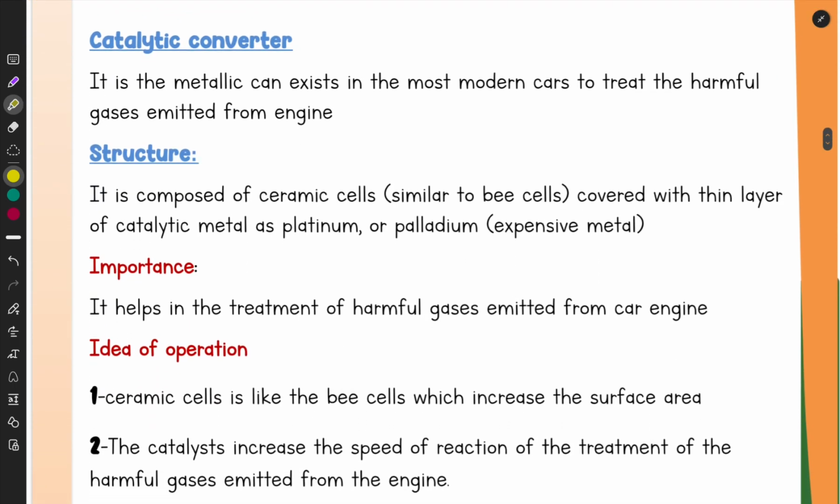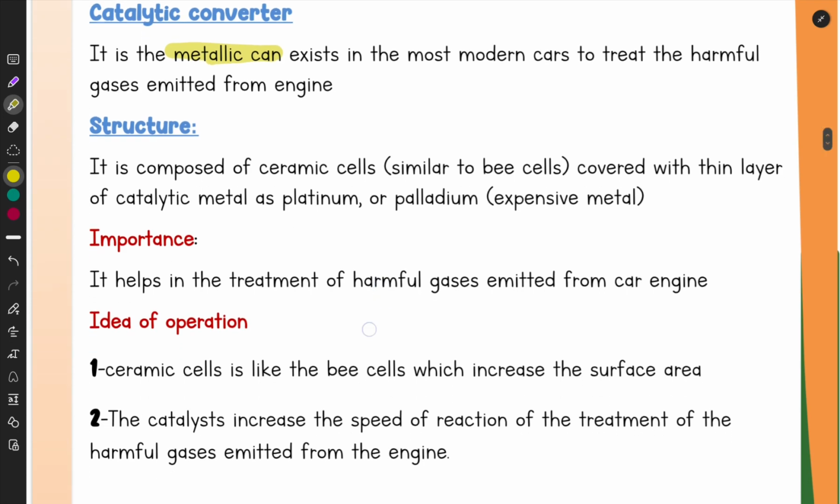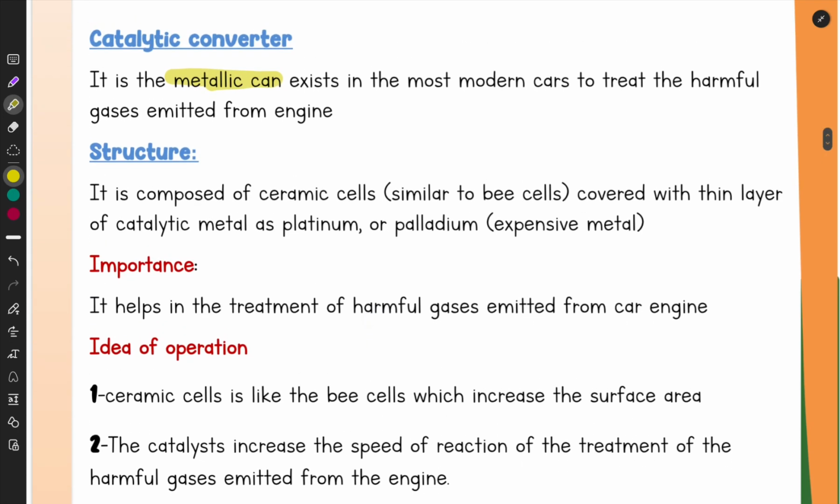We have something called the catalytic converter. This catalytic converter is found in most modern cars. It is a metallic can that exists in most modern cars to treat the harmful gases emitted from the engine. The structure of the catalytic converter is composed of a ceramic cell similar to a bee cell, like this: 1, 2, 3, 4.